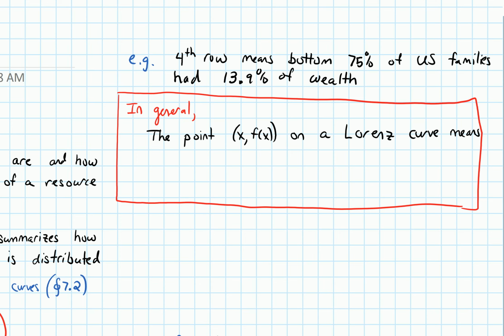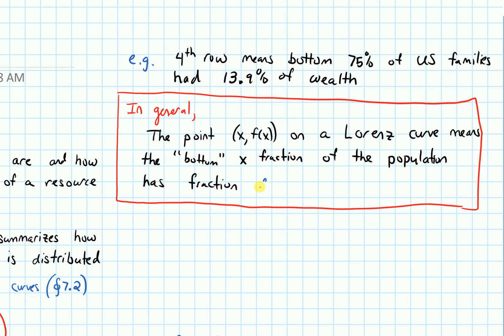In general, if we have the point x comma f of x, where f of x is the y value, or the output, on a Lorenz curve, it means the bottom x fraction, or I can think of that as a percentage by converting it, of the population has fraction f of x of the resource, as we saw in that table right before this.